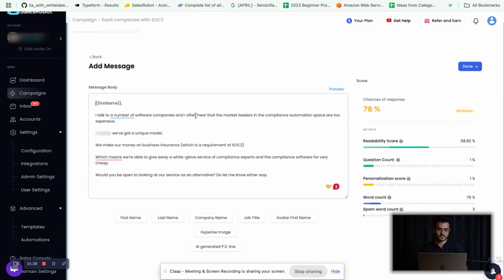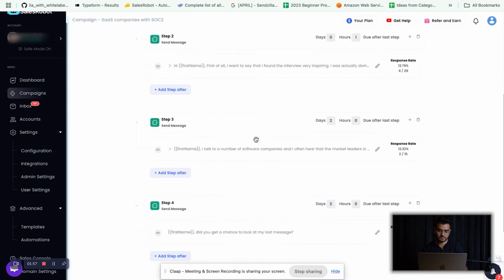First name, I talked to a number of software companies. I often hear that the market leaders in the compliance automation space are too expensive. We've got a unique model. We make our money on business insurance, which is a requirement of SOC 2, which means we're able to give away a white glove service of compliance experts in the software for very cheap. Would you be open to looking at our service as an alternative? Do let me know either way.